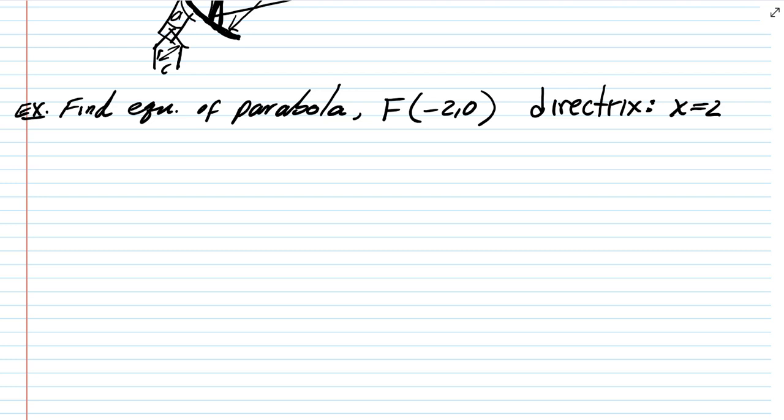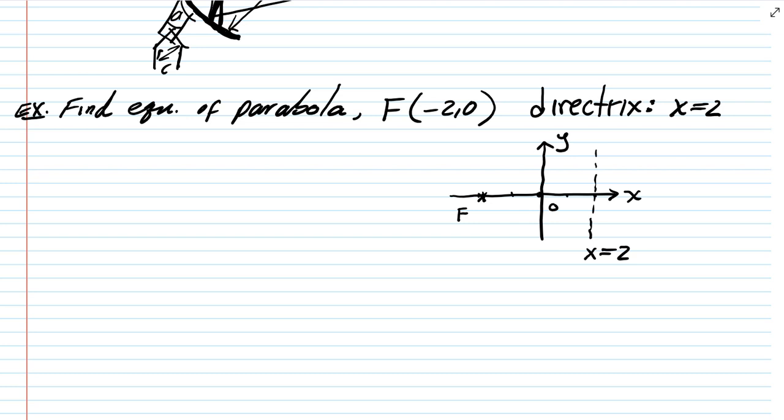Here's how I start this. First, I'm going to do a rough sketch. It doesn't have to be precise or too exact, as long as it's realistic. Focus is at -2, 0. So this would be the focal point. F is at -2, 0. The fact that focus is to the left means the vertex is going to be right here. And directrix is at x equals 2. The vertex is always halfway between focus and directrix. This is the line x equals 2.